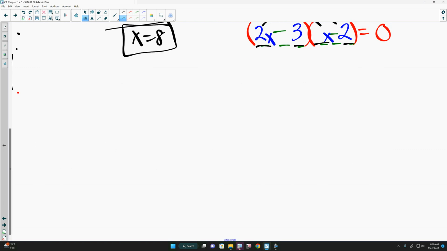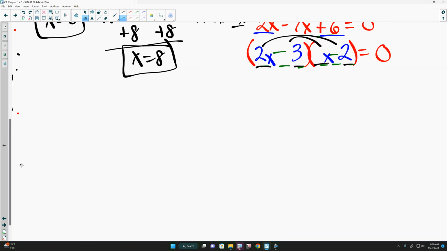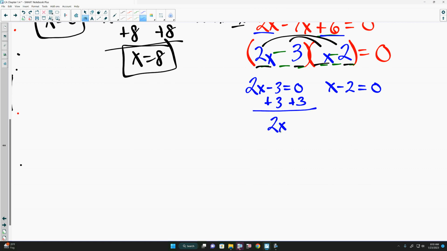Now we do have two things multiplied together to equal 0. So one of these must be 0. Either 2x minus 3 is 0 or x minus 2 is 0. For 2x minus 3, we would first add 3 to both sides, telling us that 2x is equal to 3. Then we would divide both sides by 2, telling us x is equal to 3/2.